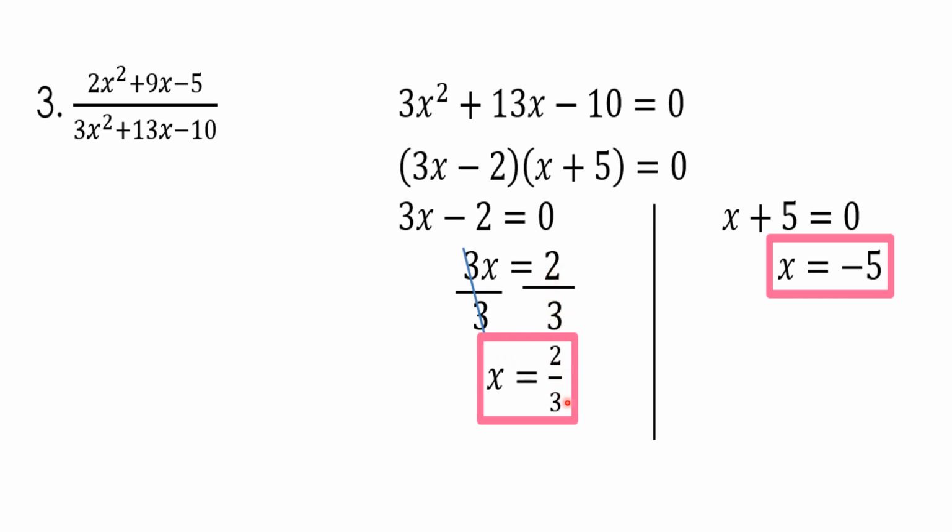Since it is already in lowest terms, we don't need to simplify this. If you want to answer in decimal, that's okay, but the fraction is also okay as long as it is in lowest terms. Next is to solve for x plus 5 equals 0. So x here is negative 5.